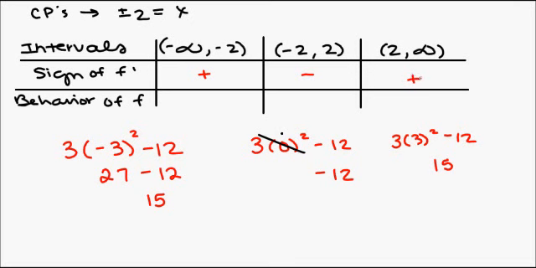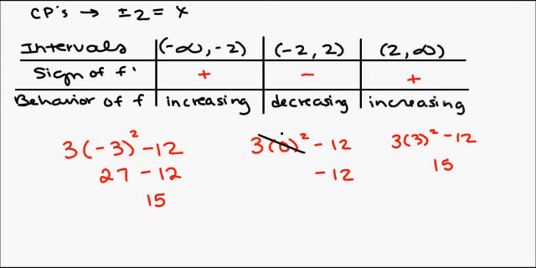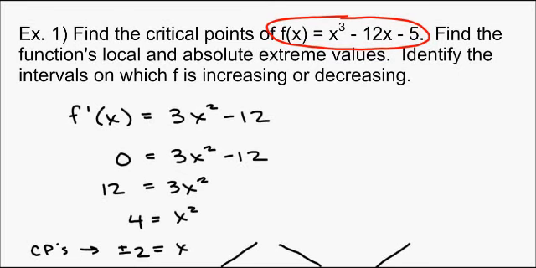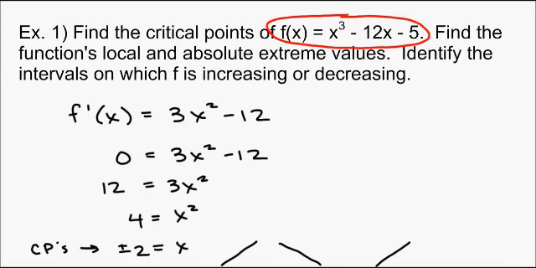So I have plus, minus, plus, which means that here my graph is increasing or rising. Here f is decreasing or falling. And last, we are increasing again. Okay, so that means I'm going up, down, up. What did I want to ask here? Okay, so we need to find our local and absolute extreme values.